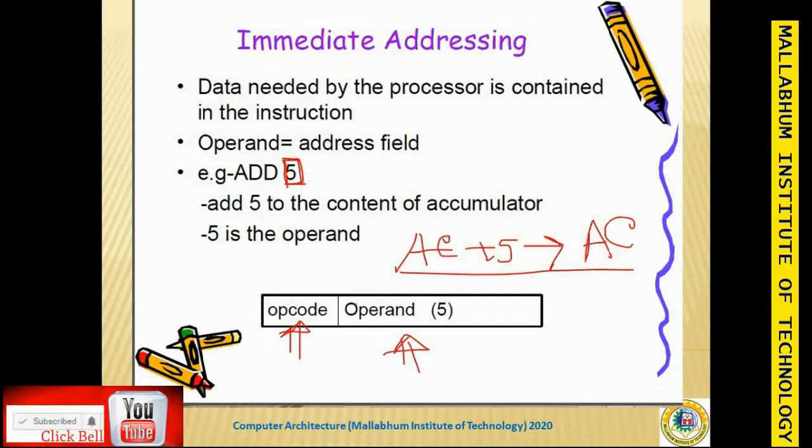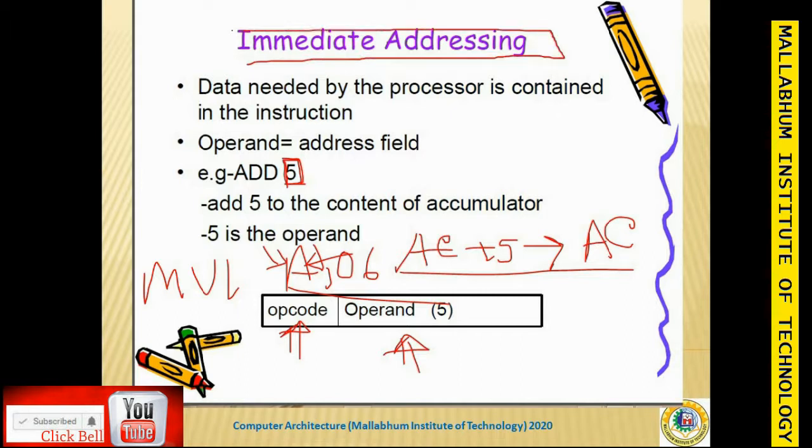Also MVI, suppose you want to move the data: MVI A, 06. Here we want to load the accumulator with the data 6. That is the immediate addressing mode. Whatever data we want to process must be specified immediately in this mode of addressing. That means the data to be loaded in the accumulator has to be specified in the instruction immediately. No indirect mode is tolerated here.